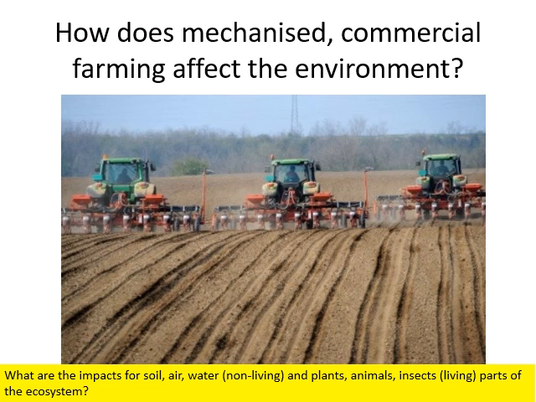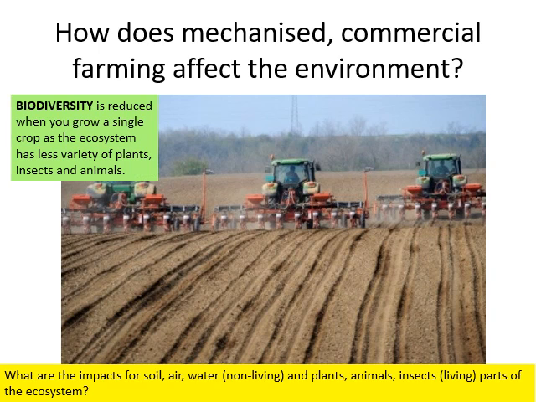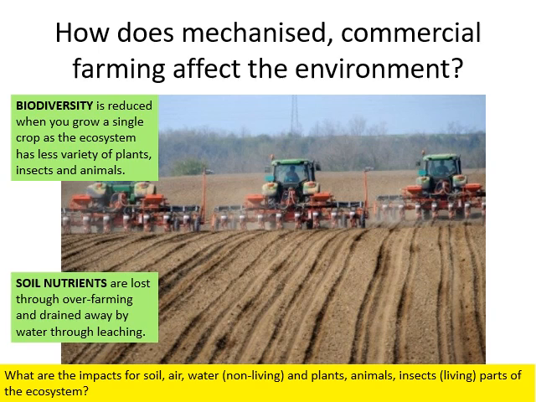So we need to be able to talk about how this commercial farming affects the environment. So biodiversity is reduced. If you grow one single crop, so you just grow wheat or you just grow corn, then you are massively reducing the biodiversity from a natural ecosystem. You essentially have a monoculture. You're just growing one crop. So in terms of the amount of insects and animals that can thrive from that ecosystem, it's massively reduced from a normal ecosystem.